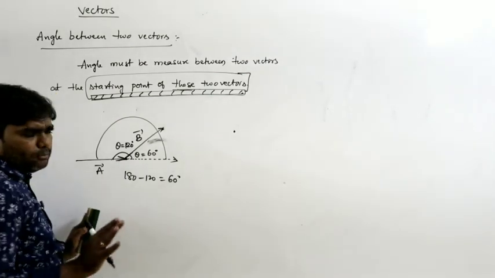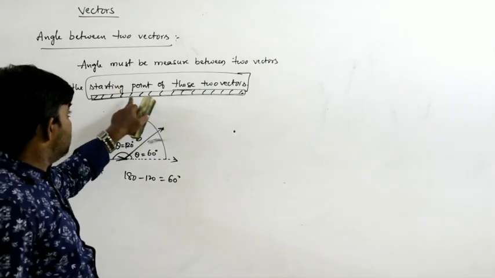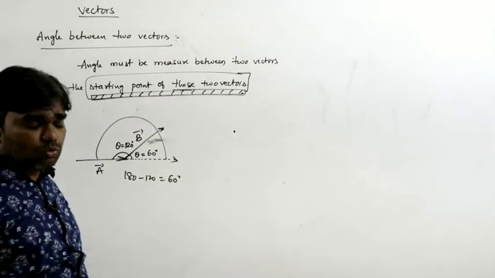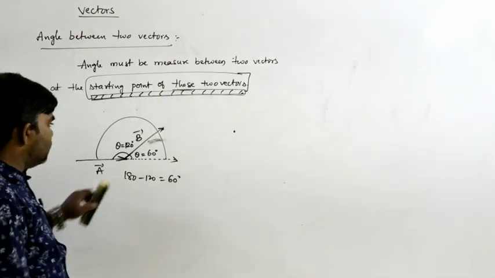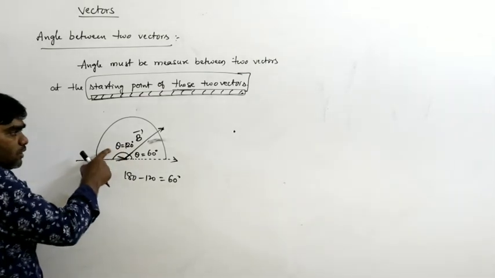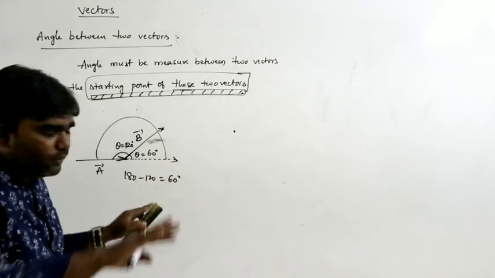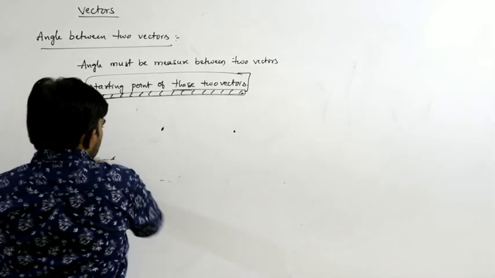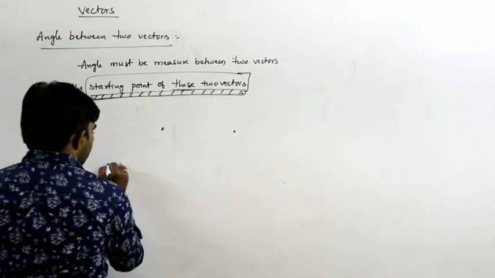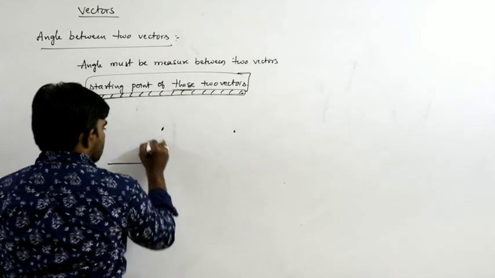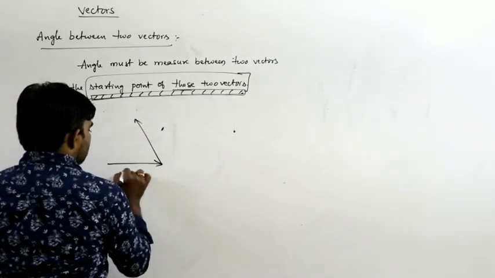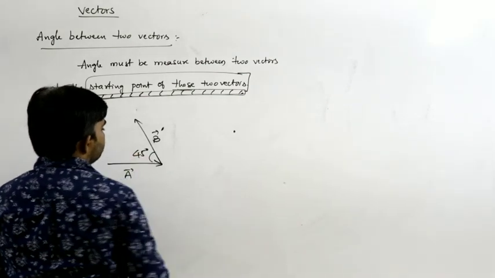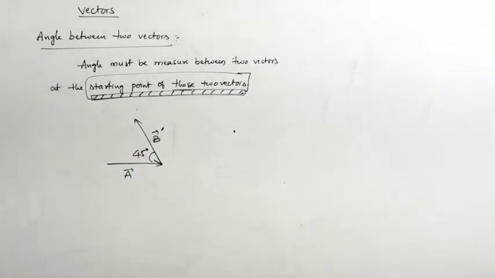Very important: the angle must be measured between the starting points of the two vectors only. So here the angle between A bar and B bar is given as 120, but here the angle is not 120. So the angle must be 60. See here, and one more example I will do. Let us say this is A bar and B bar. The angle between A bar and B bar is given as 45.